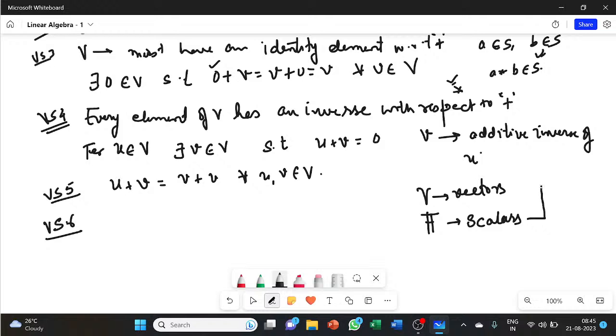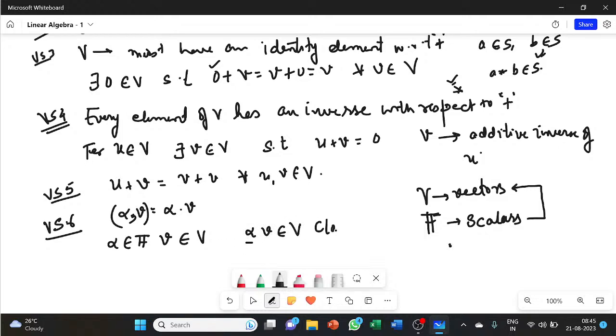So if I take elements from the scalars and multiply them with vectors in V, we say that we are dealing with scalar multiplication, denoted by dot. First, let us define this operation: alpha dot v, which is simply alpha comma v. The first thing that comes to mind is that if alpha belongs to the field F and v belongs to V, then alpha v should belong to V. That is, this scalar multiplication must be closed. The first thing is closure.